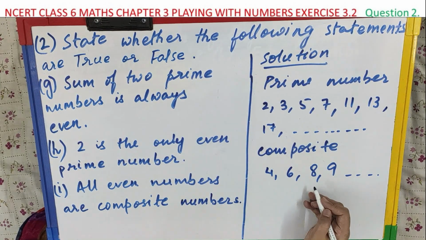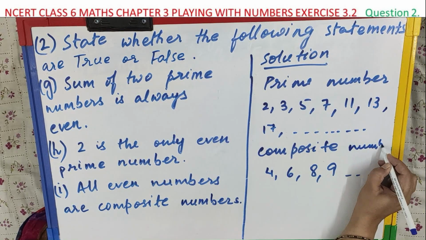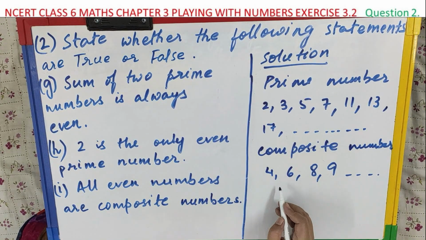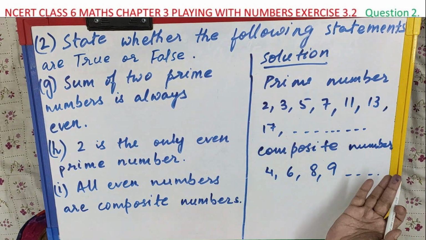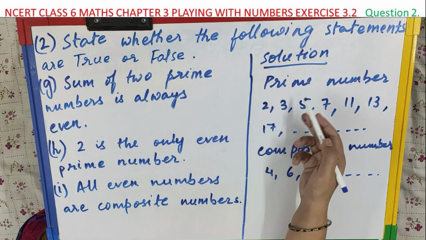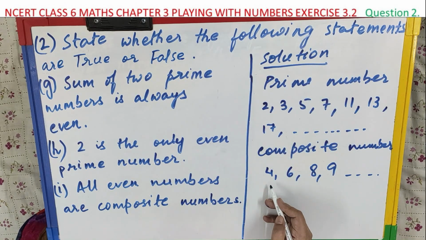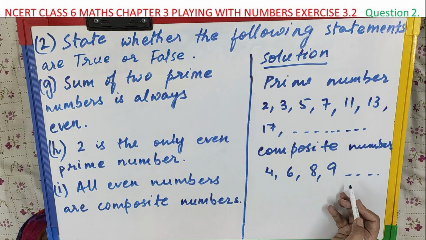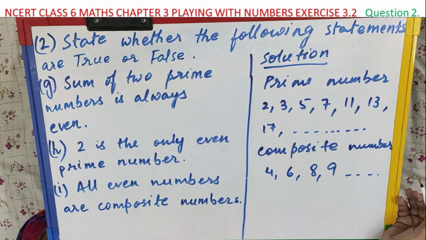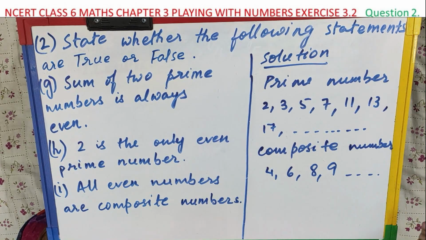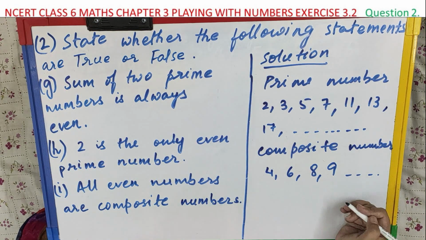So what are composite numbers? The composite numbers start with 4. Because 1 is not a prime number, 1 is not a composite number, and 2 and 3 are prime numbers, so composite numbers start with 4, 6, 8, 9. Like that, if we go on writing, we can get infinite composite numbers.